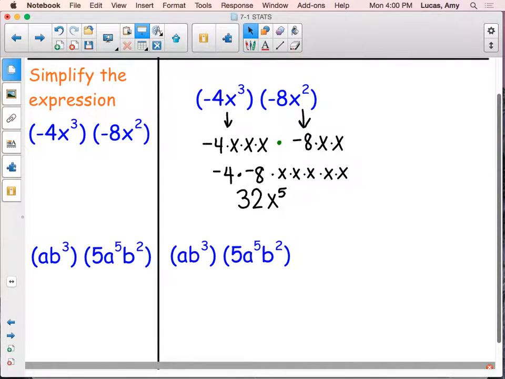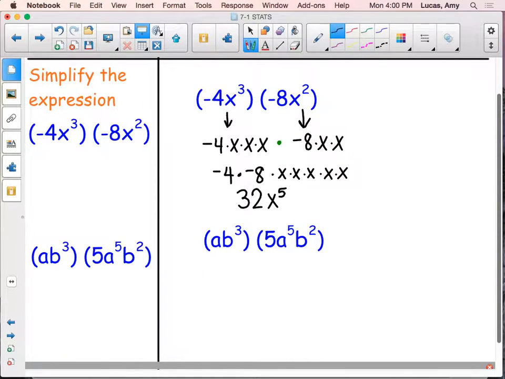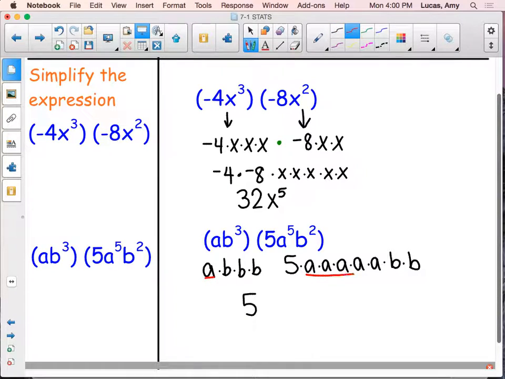This next one, I'm going to do the same thing. So a times b to the third looks like this. 5a to the 5th, b to the second looks like this. Then if you rearrange the order, we would actually want the 5 first. And then we would want to count how many a's we have. There are 6 of them. So a to the 6th. And then count the b's. 3, 4, 5 of them.